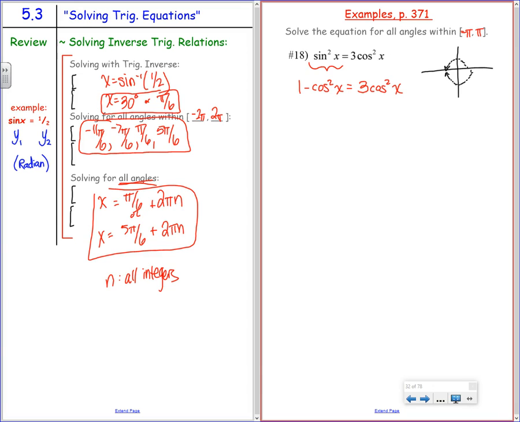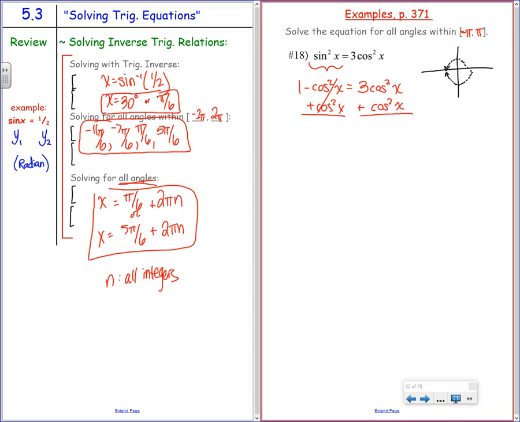There's some of you that see it. I know you see it. What can we do? We want to get everything together. Yeah, add. Good. Add the cosine squared. We're allowed to move things. We're solving an equation. We're not doing a T-proof. So let's add to the other side because they're like terms.